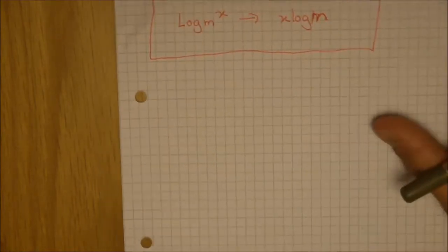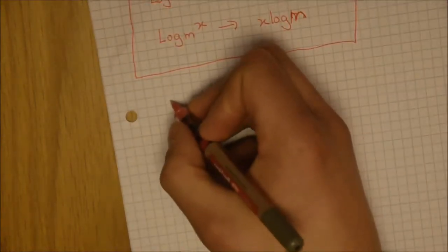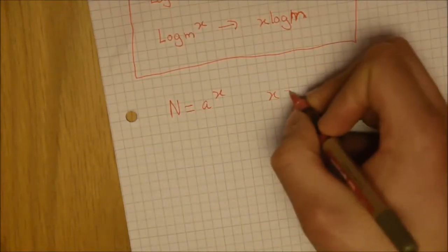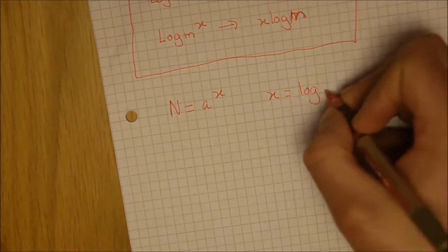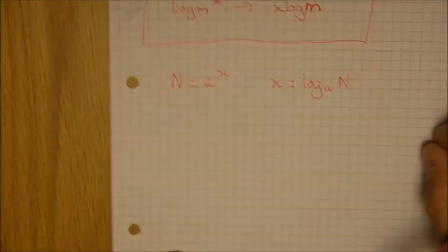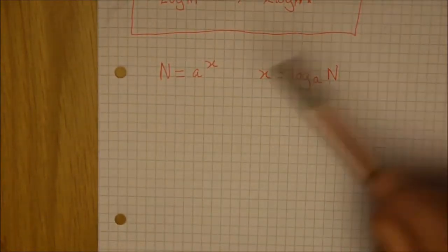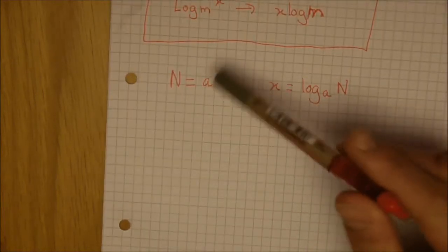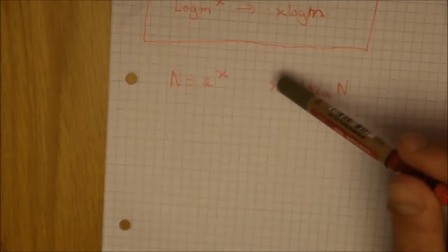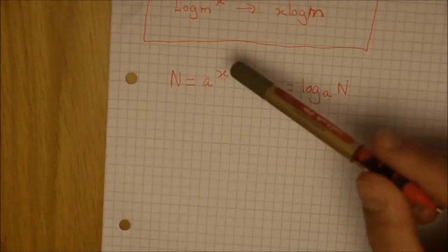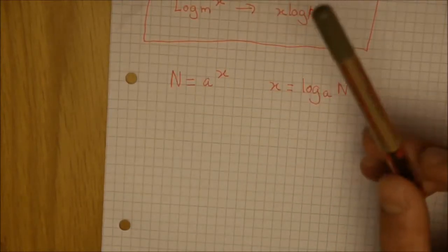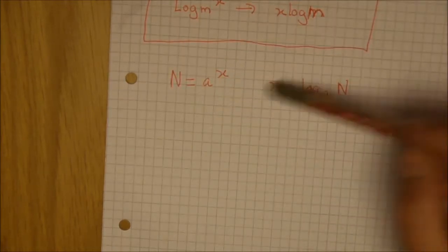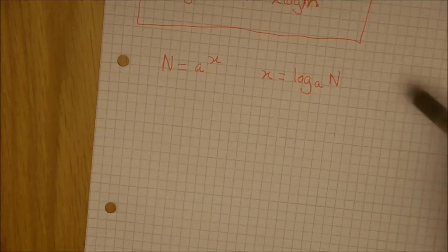Now there is one other rule of logarithms which isn't a rule because there's only three rules, but it's also quite useful to know, and that is n equals a^x, x equals log_a n. Now this is quite useful for converting. So say if you know what your power is and you know what your base is, then you can work out what n is. But say you've got your a value and your n value, but you don't have your x value, then you can plug it into the other formula and see what you get.